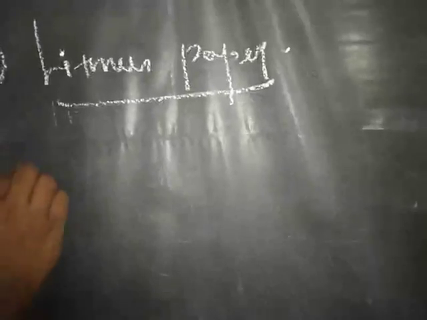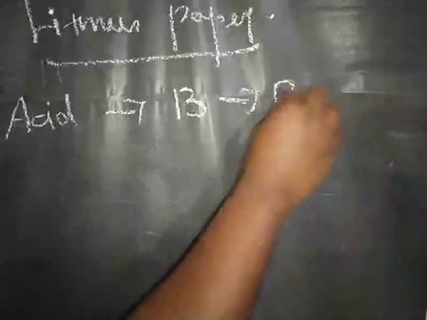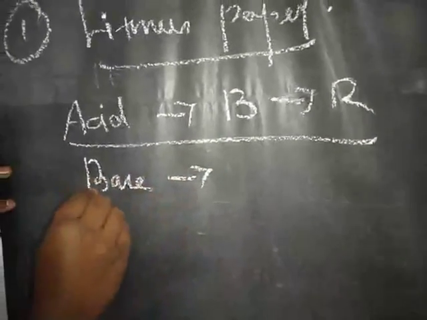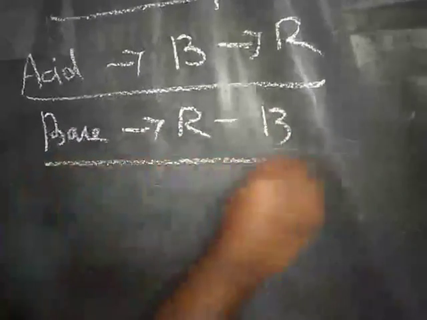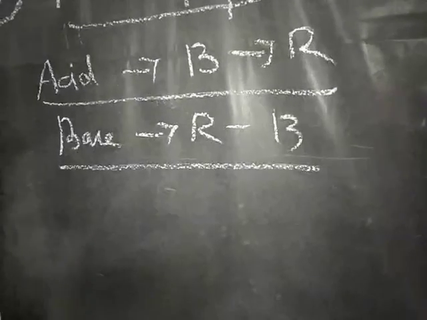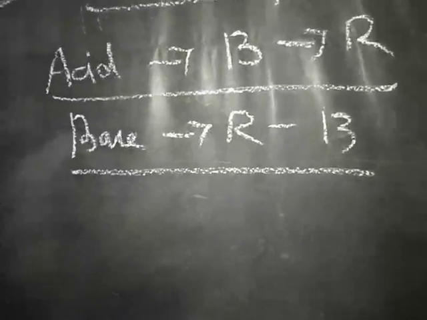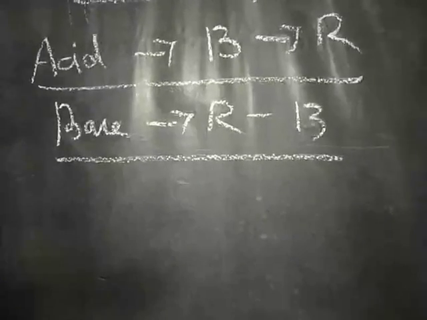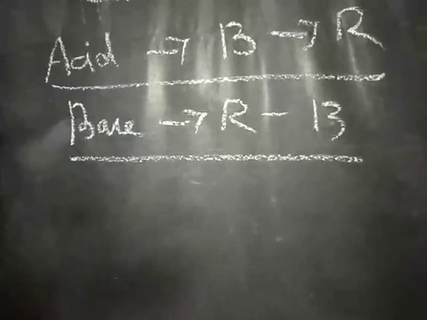An acid turns blue litmus paper into red, ABR. In the same way, a base changes red litmus paper into blue, BRB. So in litmus paper, acid turns blue litmus red, base turns red litmus blue. Litmus paper is a small paper. We dip it into the solution, and based on the color change, we can identify whether the solution is acid or base.